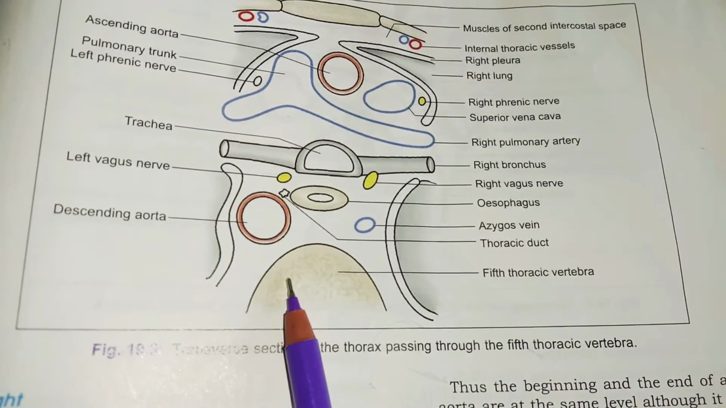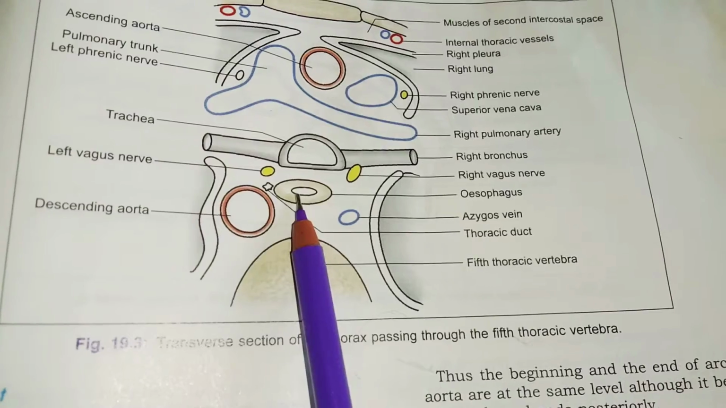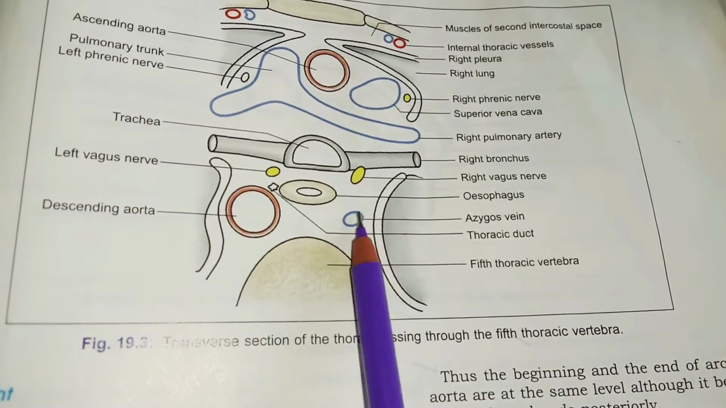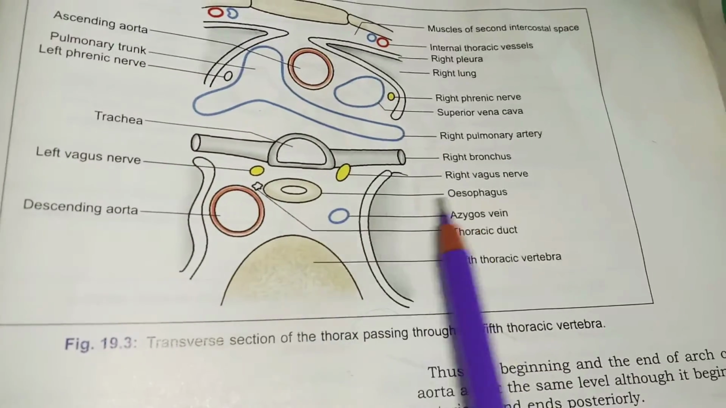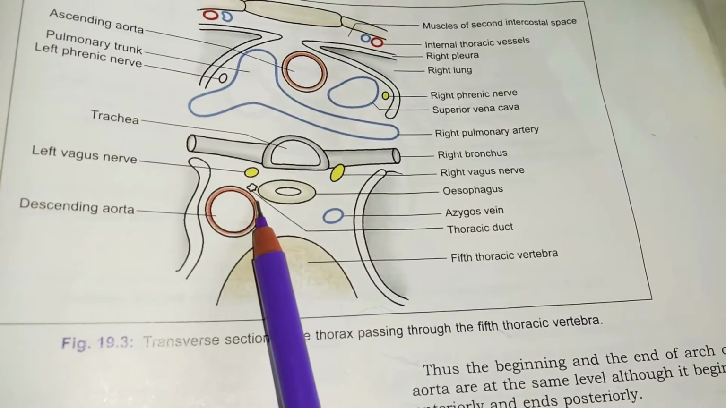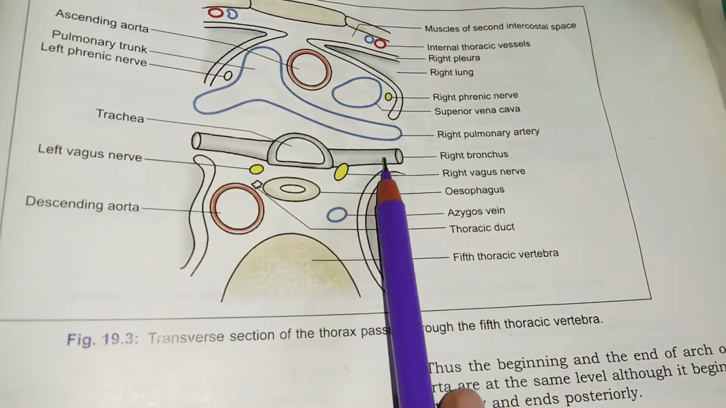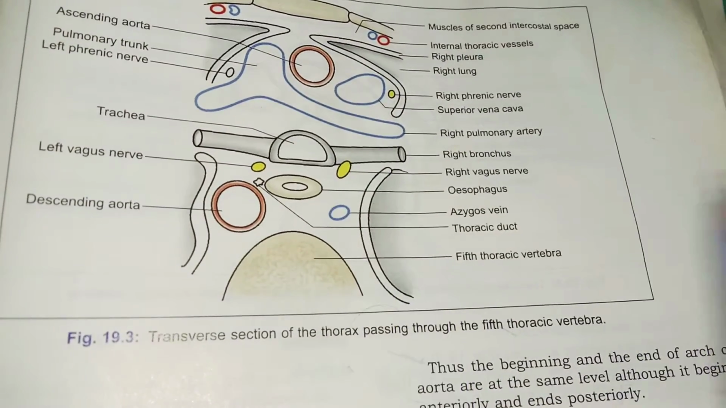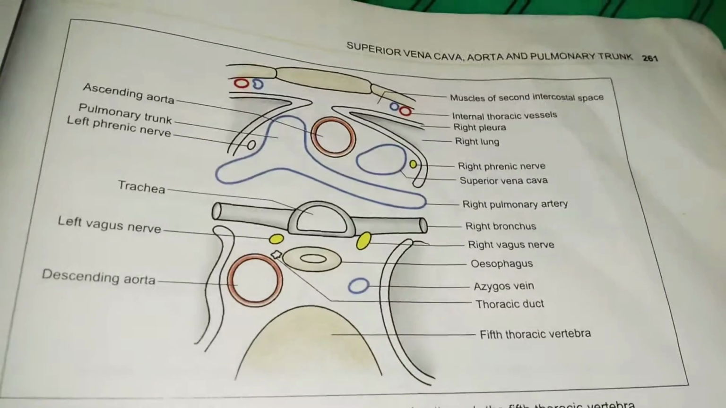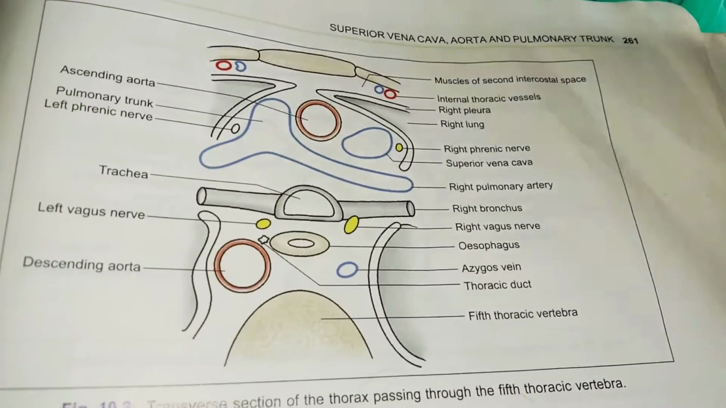And on the right side, especially on the right side, you will have the esophagus in the upper part, and you will have the azygous vein, because on the right side you have the azygous vein, and on the left side you will have the hemiazygous vein. You will also have the thoracic duct, right lung and pleura. Whereas on the left side you will have the left lung and the pleura. So on the left side only two structures, left lung and pleura.